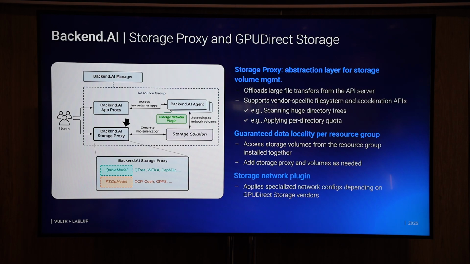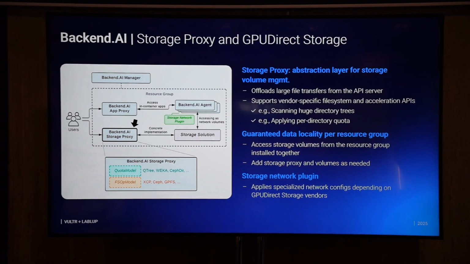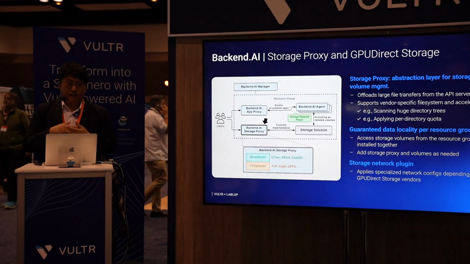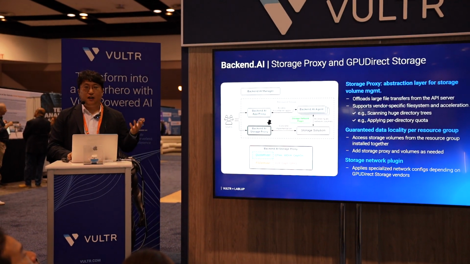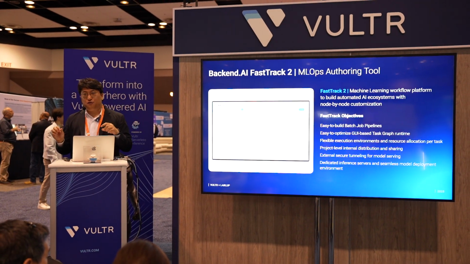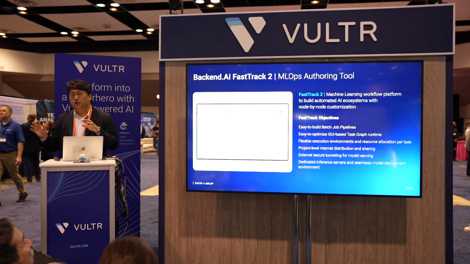We also have a dedicated storage proxy component that abstracts vendor-specific file system accelerations. This could also be employed on Vultr Cloud to serve many different kinds of storage backends. For example, I heard that you have a NetApp integration. You can utilize the full features of the NetApp instances and such integrations on Backend.AI together, so you don't have to write your own code to use it better.